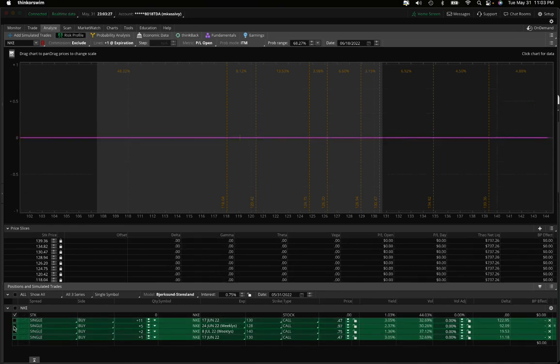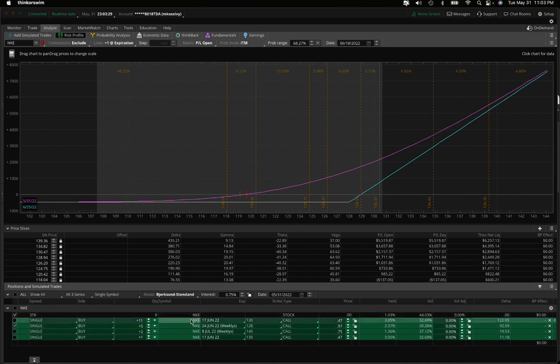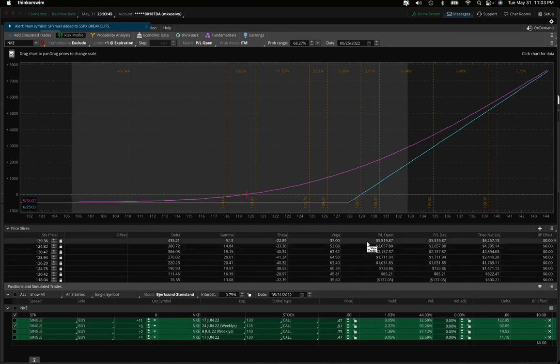Or you could check out these contracts for June 24th. You just change the date. You always want to get the Saturday afterwards. So now it's the 25th. And now you see that if you bought 5 of these contracts, you can make $5,000. So that's pretty solid.